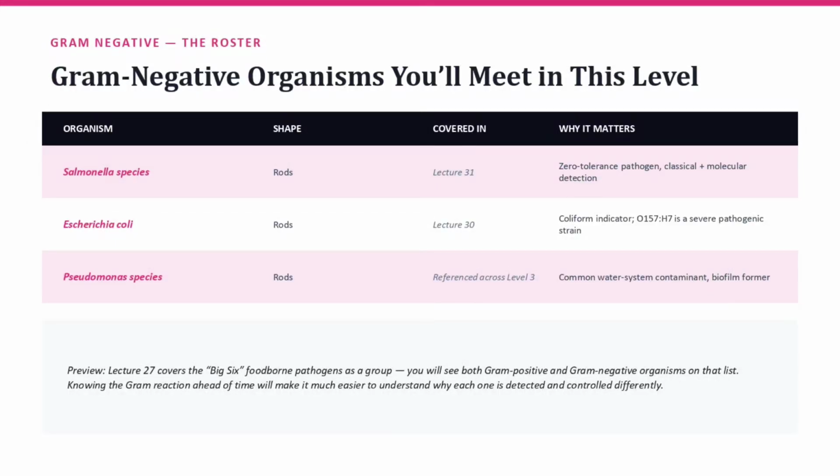It is one of the most common water system contaminants you will encounter, and it is a notorious biofilm former. Here's a preview worth holding onto. Lecture 27 covers the so-called Big Six foodborne pathogens as a group, and you will see both gram-positive and gram-negative organisms on that list. Knowing the gram reaction of each one ahead of time is going to make it much easier to understand why each is detected and controlled in a different way.